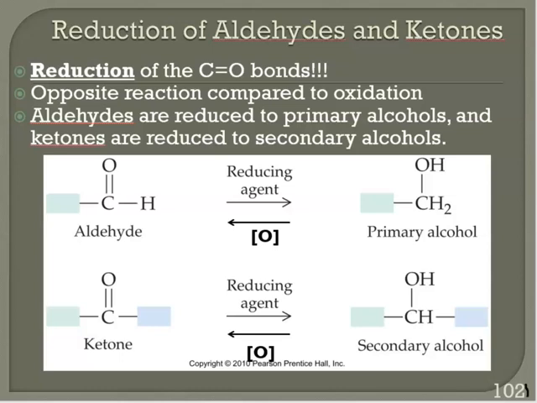We can also do the opposite. The opposite of oxidation is reduction, so those carbonyl bonds get reduced. If I have an aldehyde with a reducing agent, the opposite of an oxidizing agent, I can change that carbonyl group into an alcohol. So it's a simple way that we can make primary alcohols, by taking aldehydes and reducing them into alcohols. Ketones can also be made into secondary alcohols by reducing them with a reducing agent as well.